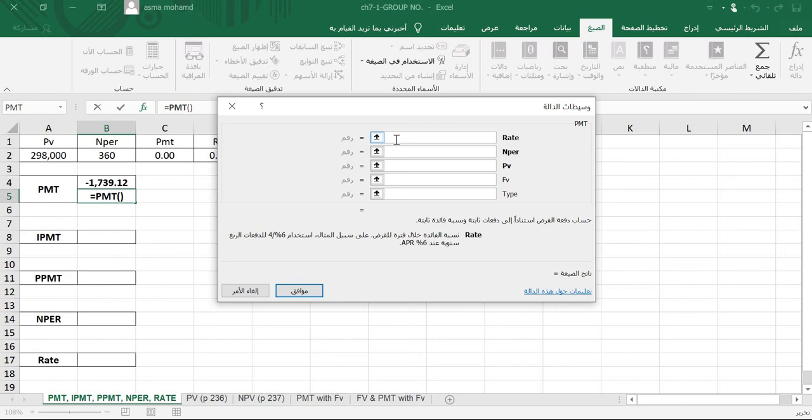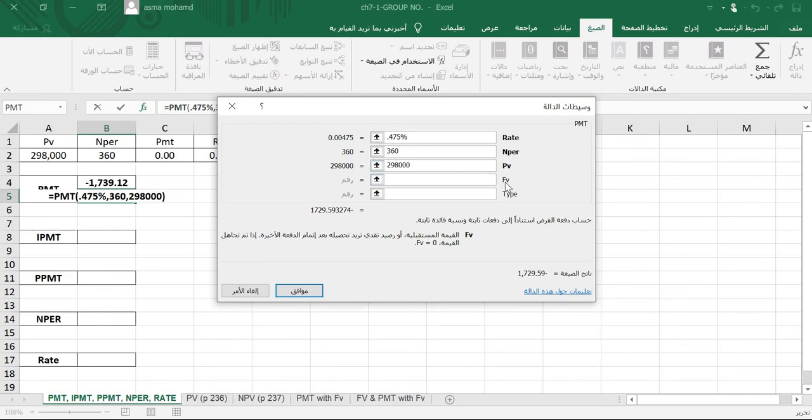For example, the rate is 0.475 percent. This is our rate. How many periods? It's 360. What's our present value? It's 298,000. And the future value here, if you see that it's not in bold, that means we can omit it. The default, if we don't have anything in it, means 0. What do they mean by future value?